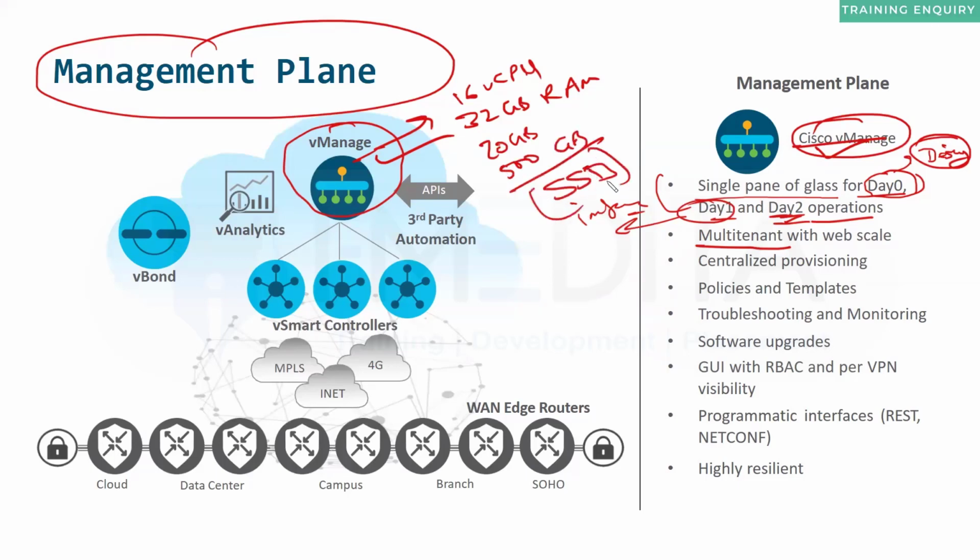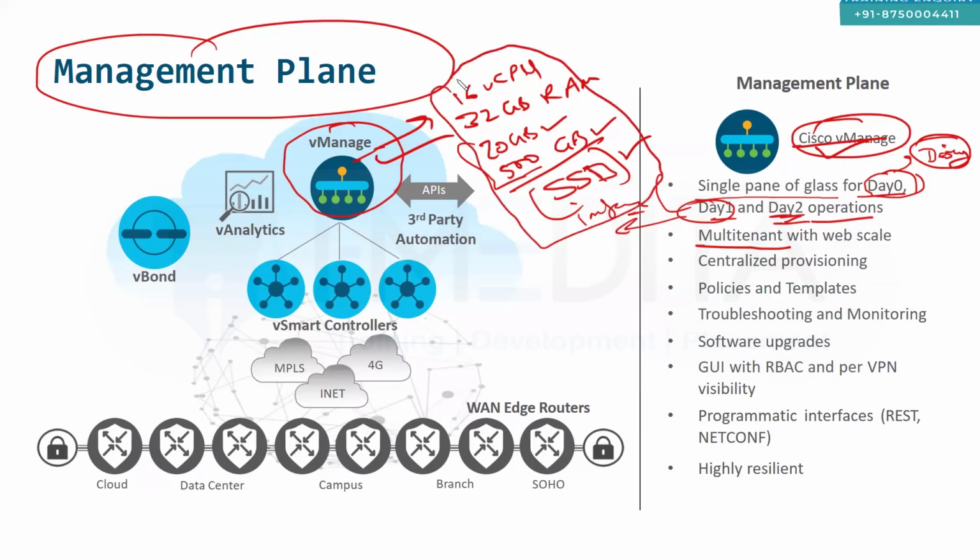So for vManage, you would always require two different disks, one for the OS installation, and the other disk for storage purposes. The minimum requirement would be 500 GB, but it is good to have 1 TB or maybe 2 TB or so, right? And your disk should be a solid state disk, SSD. That is the minimum requirement for deploying the vManage.